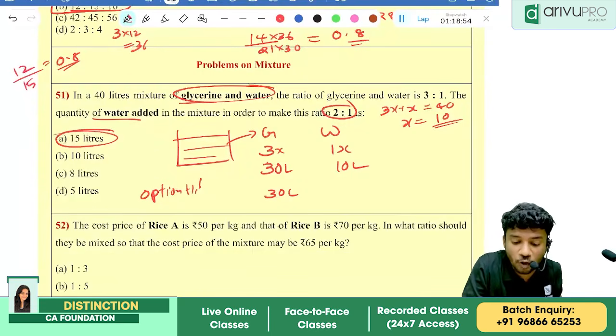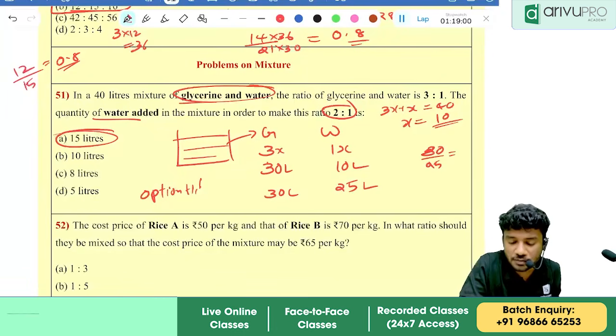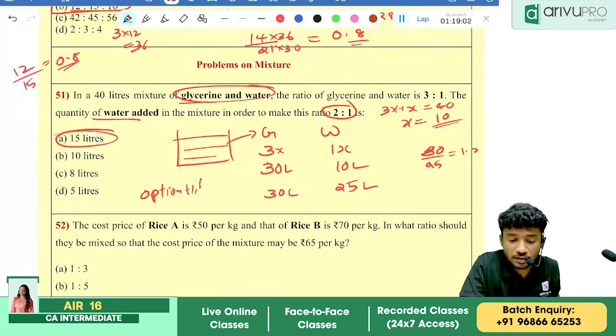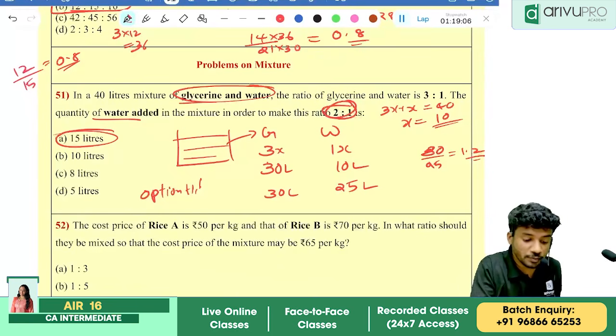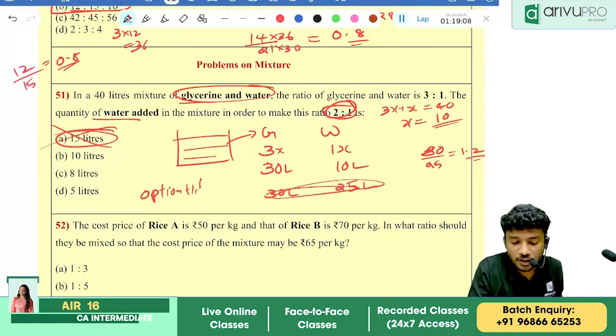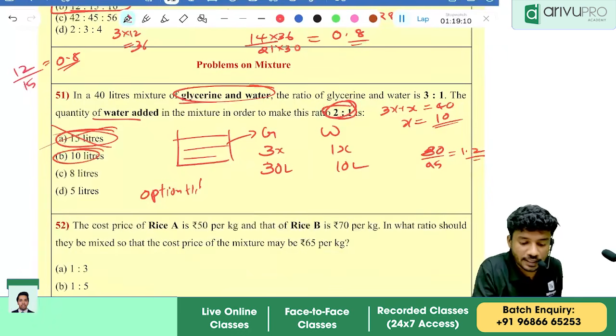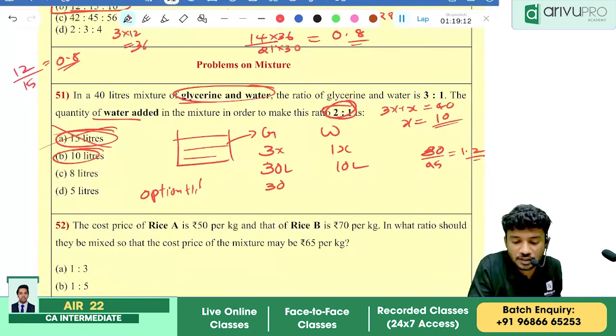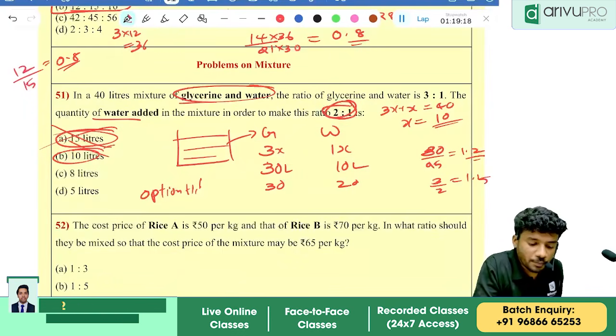So, how much is the water amount? 25 liters. What is the ratio now? 30 divided by 25. How much is the answer? 1.2. How much should we get? 2. 2 by 1 is how much? 2. That means option A is wrong. Try option B. 10 liters. That means 30 liters, 20 liters. 30 by 20 is how much? 1.5. Option B is wrong.